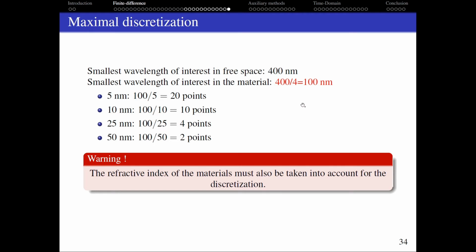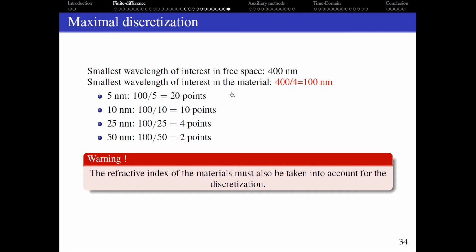So you need to take into account not only that your materials have a refractive index, and this is going to affect the discretization you need, but you also need to have an idea of what to expect in your calculation, because this is going to be very important.